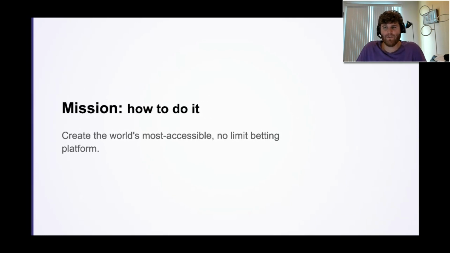And so the way we're going to do that with Augur is create the world's most accessible, no-limit betting platform. If you think of something like Bitcoin or Ethereum, it's basically no limits, allows you to do transactions globally, and it allows you to do them at pretty low fees. And so the whole idea behind Augur is, what if you had this for things like betting and derivatives as well?